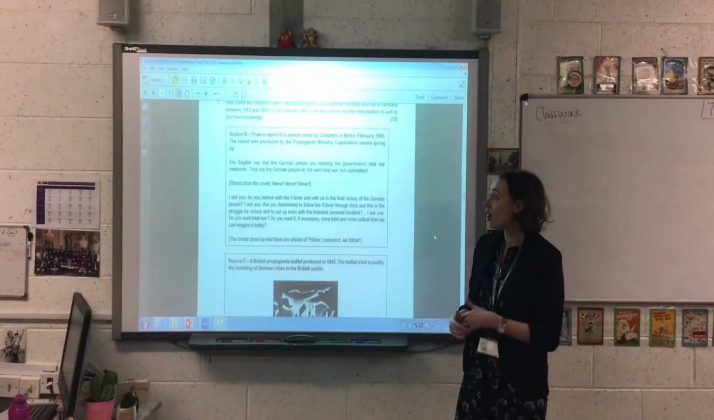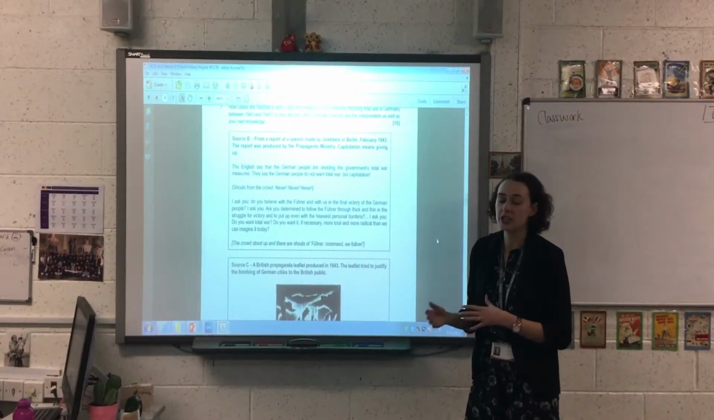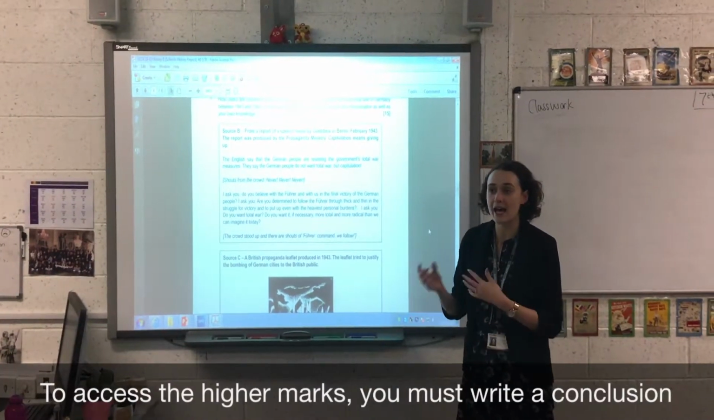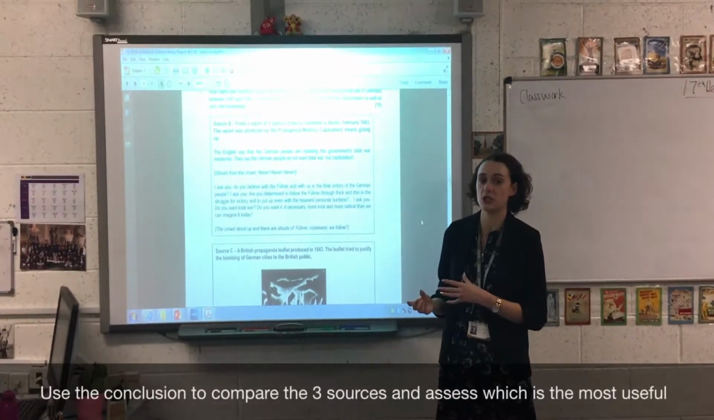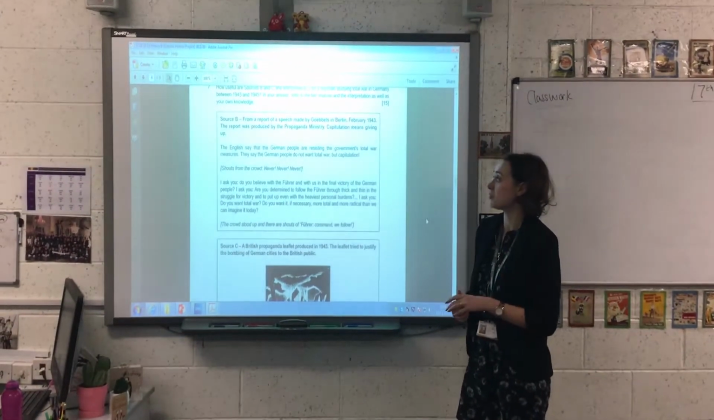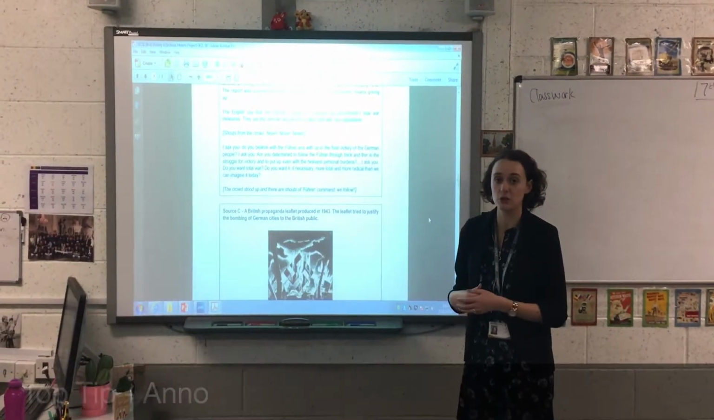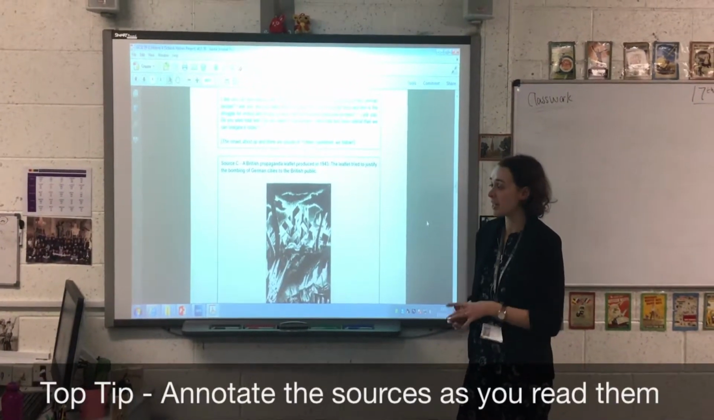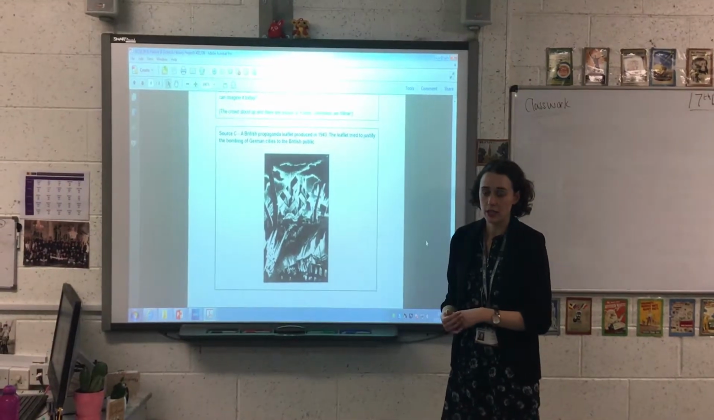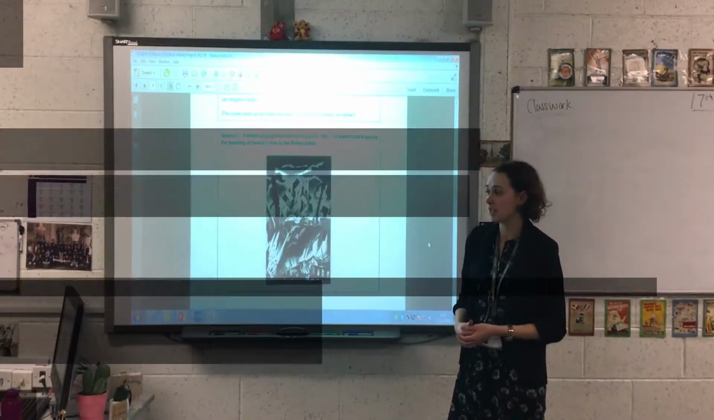To get into the top bracket of the mark scheme, which is 13 to 15 marks, you do also need a conclusion where you compare the 3 sources and interpretations for which is the most useful. Our top advice for this would be to annotate the sources when you look at them. I would take one at a time, answer it, write your paragraph, then annotate the next one, to put yourself higher in the mark scheme.